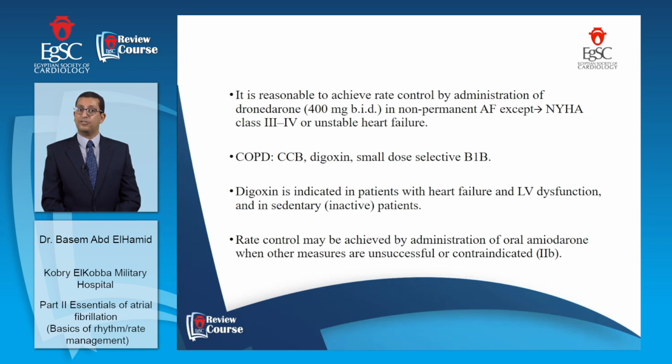It is reasonable to achieve heart rate control by administration of dronedarone 400 milligrams twice daily in non-permanent AF, except it's contraindicated in NYHA class 3 or 4 or unstable heart failure. In case of COPD, digoxin and small dose of selective beta-1 blocker is indicated. Digoxin indicated in patients with heart failure and LV dysfunction, and of course in sedentary inactive patients. Rate control may be achieved by administration of oral amiodarone when other measures are unsuccessful or contraindicated. It's class 2B.